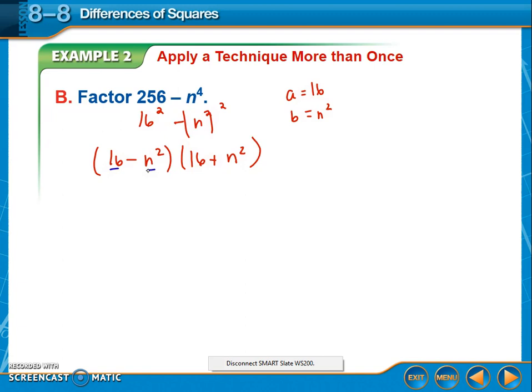Now remember, 16 and n squared are perfect squares. So because this one's minus, I can take this one a step further and say this is 4 minus n times 4 plus n. And then this one does not factor further because it's plus. I can't do anything more. So leave it as 16 plus n squared. And that's that one.